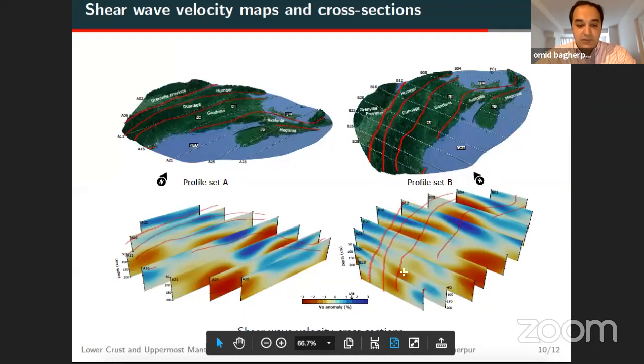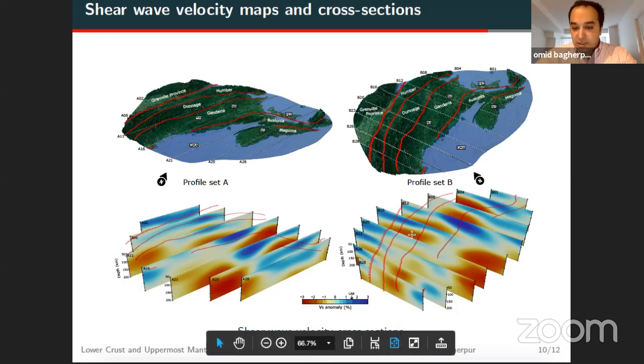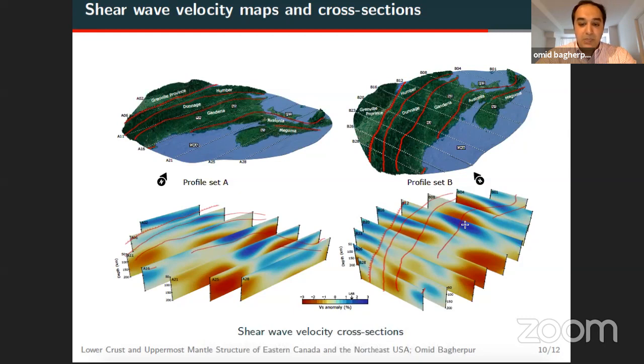Here's another view of the same result, the cross-section view, and you can see the variation of lithospheric thickness, for example, in this profile as we go toward the southeast. Here's the interesting feature that I would like to discuss. In New Brunswick, we have a very thick lithosphere, and I want to provide you some evidence for the reason why that lithosphere there is that thick.